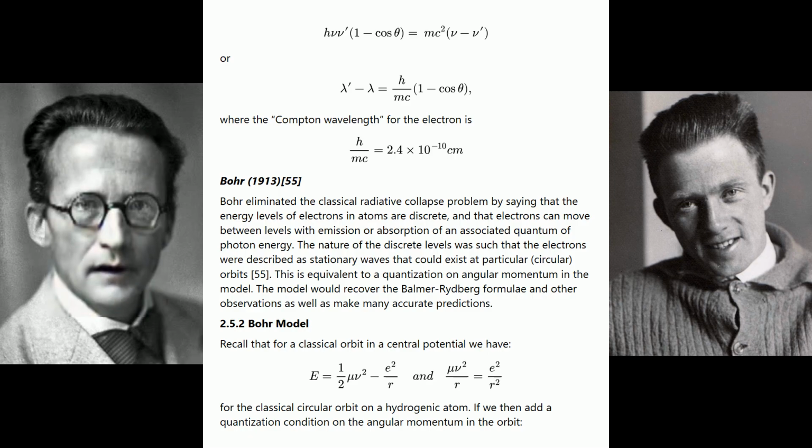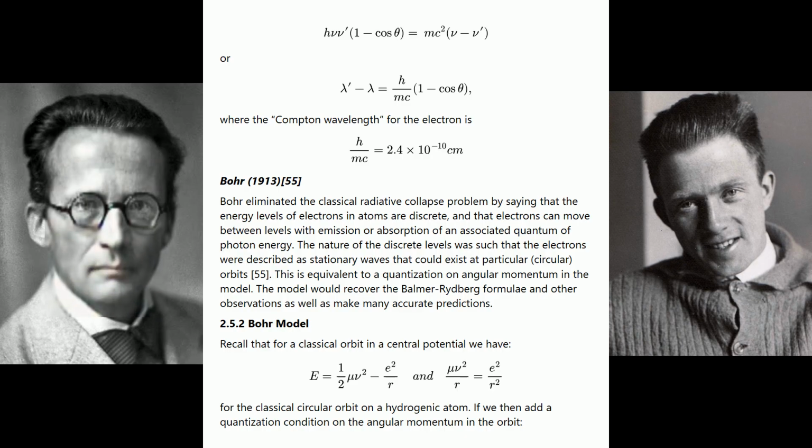Bohr, 1913 [55]. Bohr eliminated the classical radiative collapse problem by saying that the energy levels of electrons in atoms are discrete, and that electrons can move between levels with emission or absorption of an associated quantum of photon energy. The nature of the discrete levels was such that the electrons were described as stationary waves that could exist at particular circular orbits [55]. This is equivalent to a quantization on angular momentum in the model. The model would recover the Balmer-Rydberg formulae and other observations as well as make many accurate predictions.